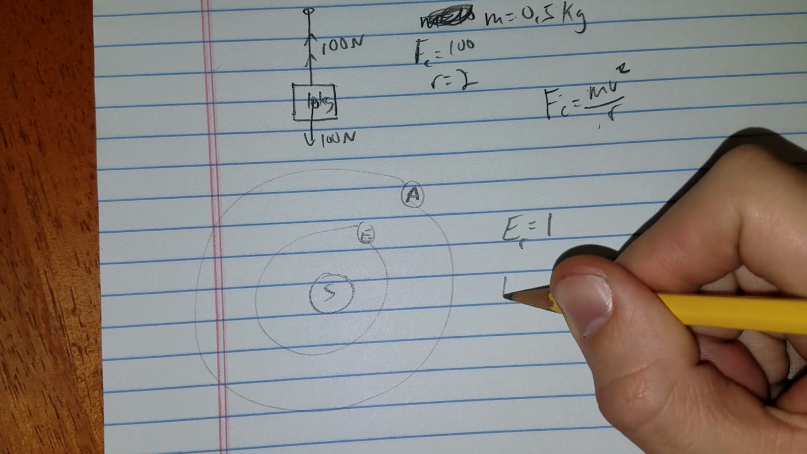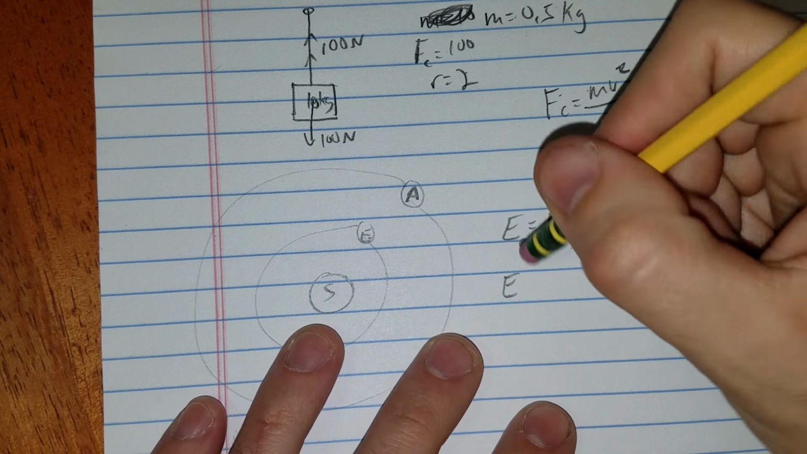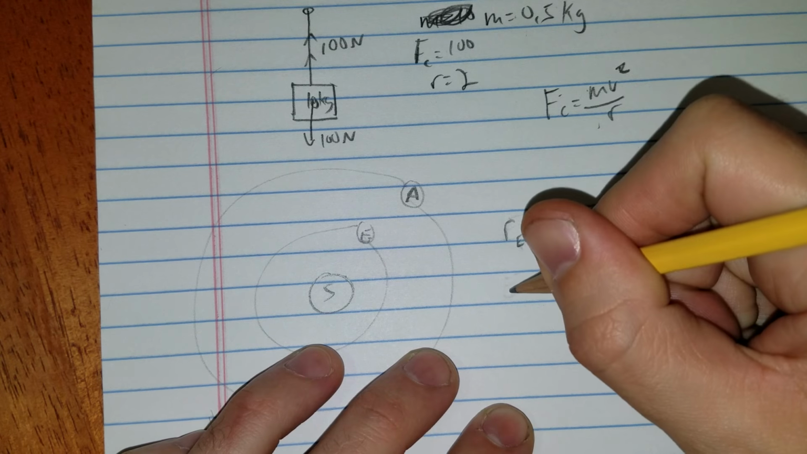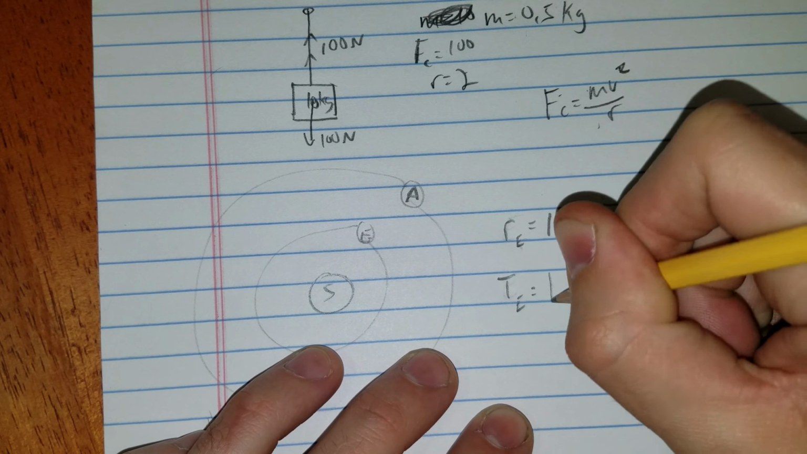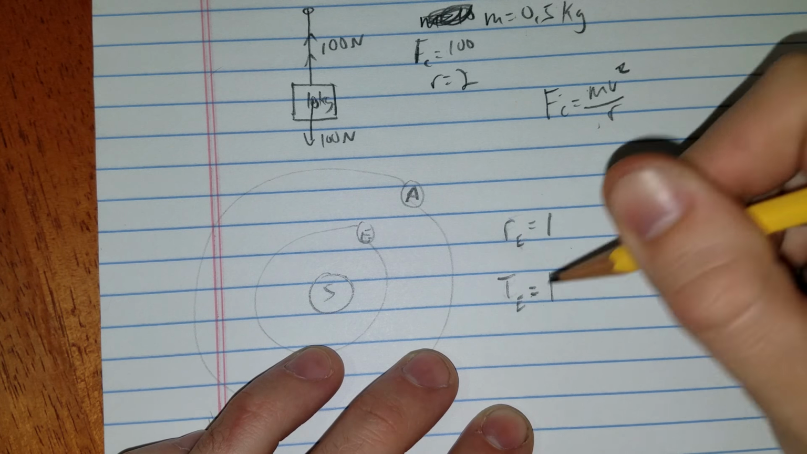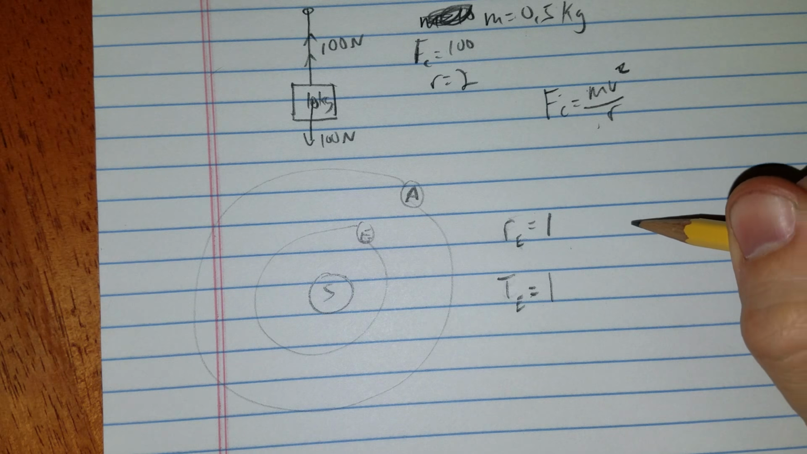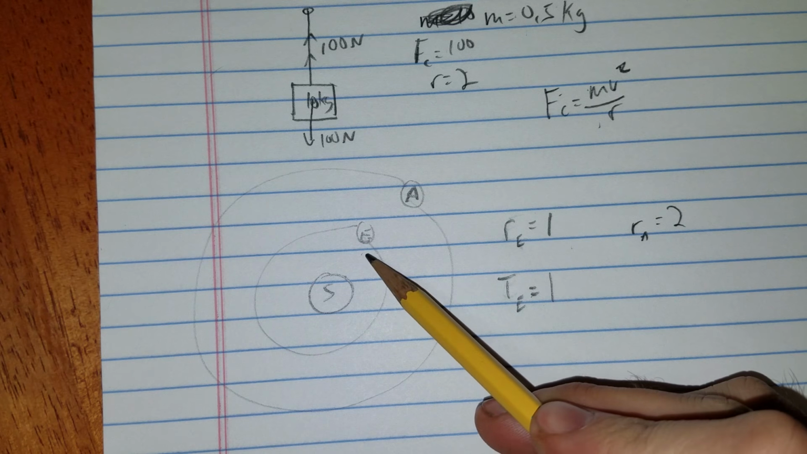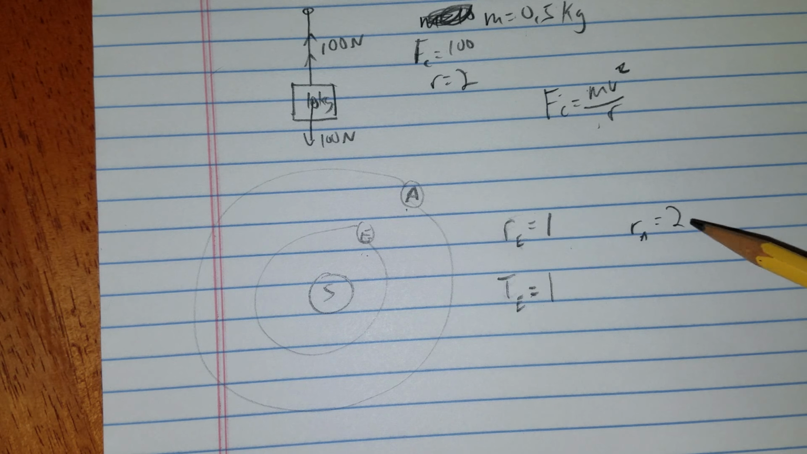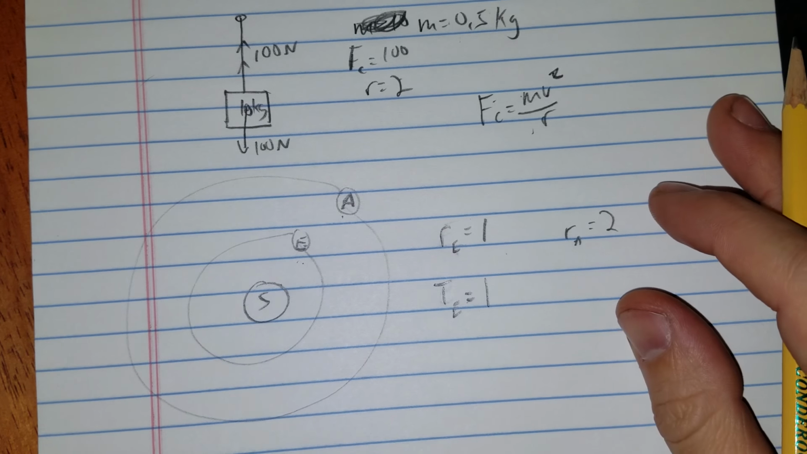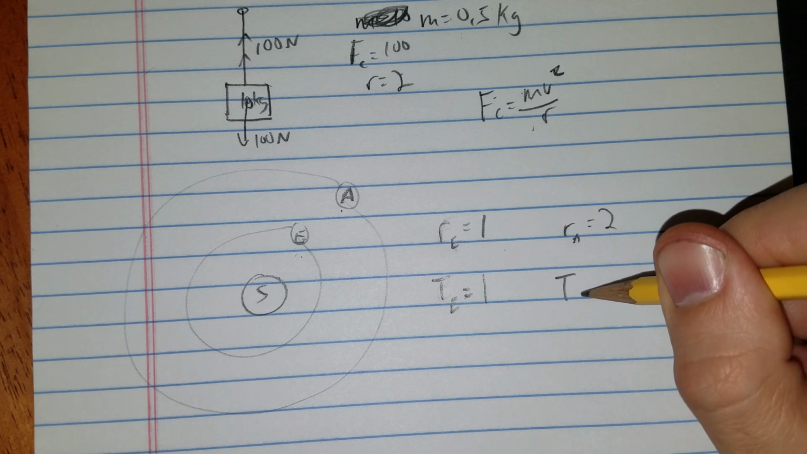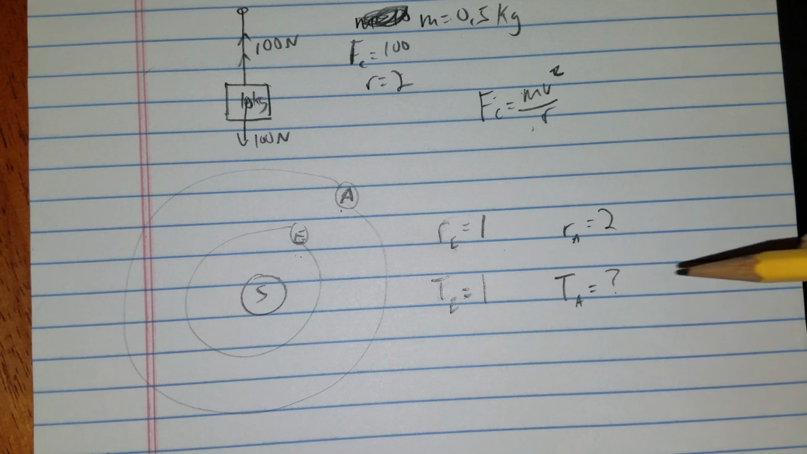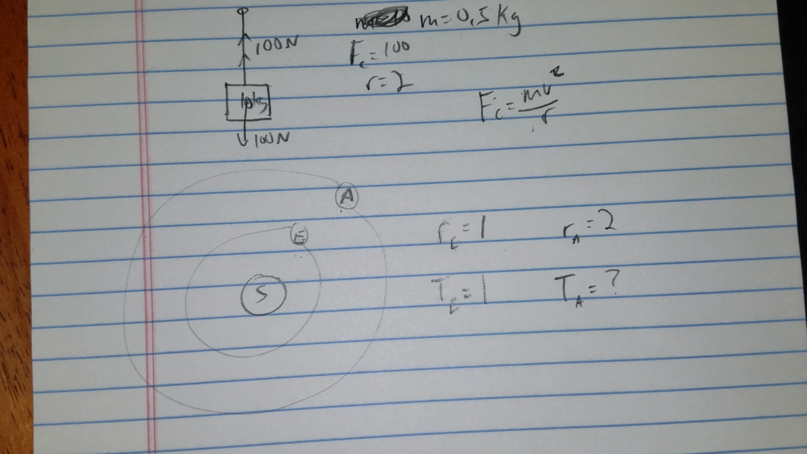So its radius is 1, and its period, let me change the way I wrote that. The radius of Earth, and then the period of Earth is also 1, right? That makes more sense, 1 year to go around. And then we have the radius of the asteroid is 2 times that of the Earth. So the asteroid is twice as far, right? So we just call it 2. And the question wants to know what is the period of rotation for the asteroid.